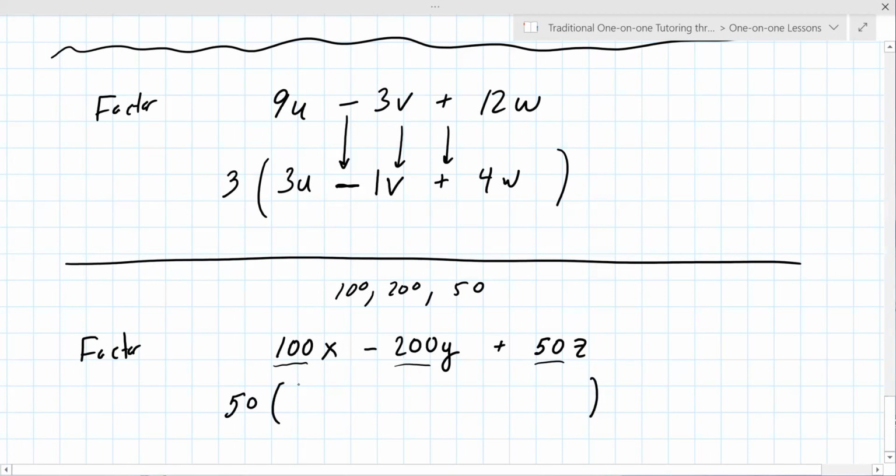So what goes in here? What goes in here to get to 100x? 2Z. Well, I have to get to x, so it can't be 2x. Okay? And then subtract, and then something that will get into 100.